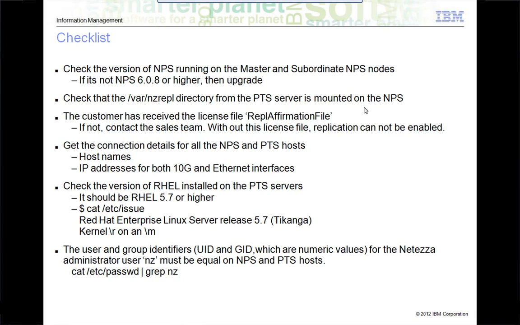Okay. So before we go to install the PTS management software on the PTS host, there are certain things that we need to check. As I mentioned earlier, the version of NPS running on the master and the subordinate NPS nodes has to be the same. And of course, it has to be 6.0.8 or higher. And if it is not, the first thing we need to do is upgrade the NPS on all the nodes. Second thing we need to check is that the var in the REPL directory from the PTS server is mounted onto the NPS. This is something that installation services does, but we just have to double check that.